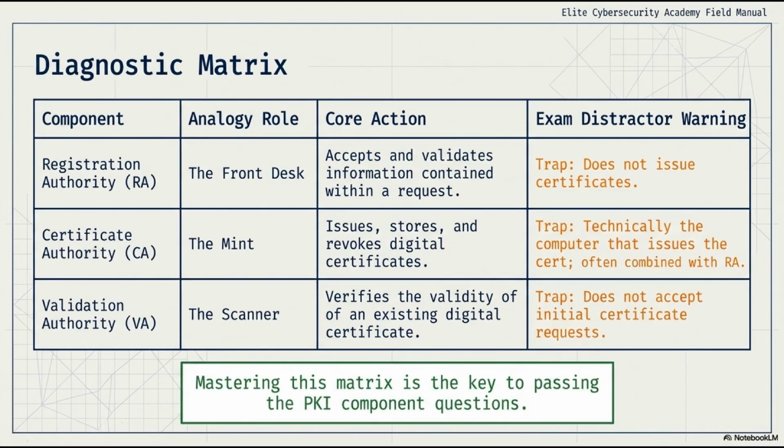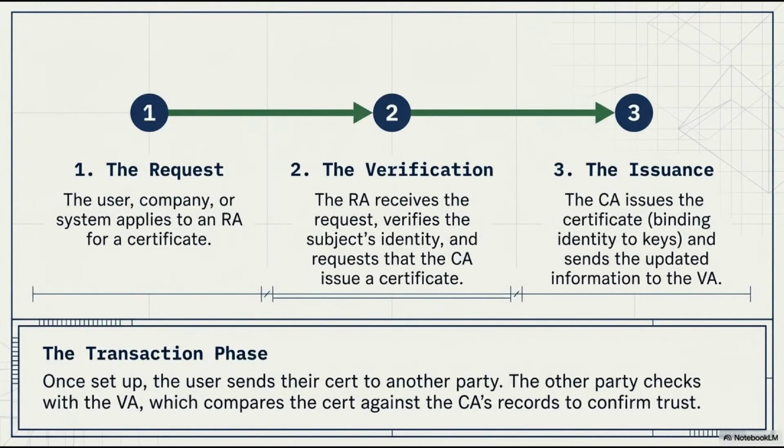Okay, slide 9 is titled 1, 2, 3, step, process the transaction phase. This kind of puts everything we just talked about into a chronological life cycle. Yeah, it maps it out. Step 1 is the request, where the user or company applies to an RA. Step 2 is the verification. Right. The RA receives the request, verifies the subject's identity, and then formally asks the CA to issue a certificate. And step 3 is issuance. Yep.